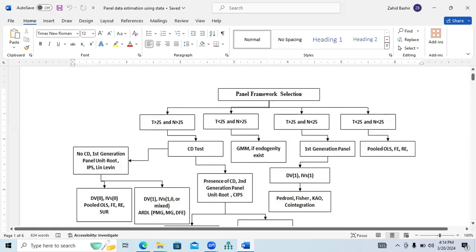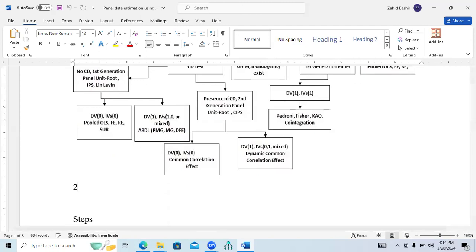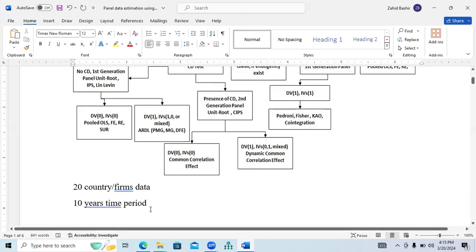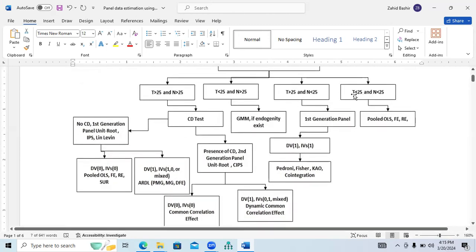So let's suppose that we have 20 countries or 20 firms data along with a 10 years time period. This is the case where it applies, because the time dimension is less than 25 and the number of cross sections, or number of countries or companies, is also less than 25. In that case, we need to consider either the pooled OLS or fixed effect or random effect.